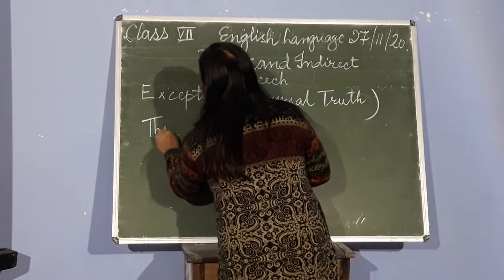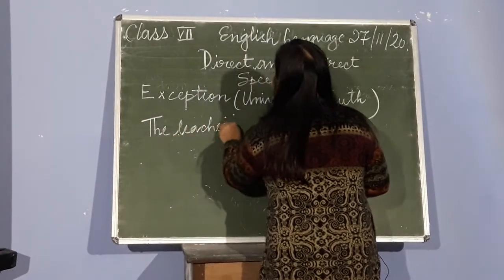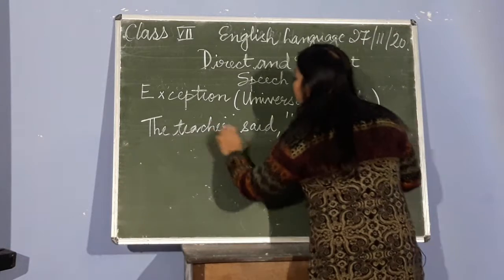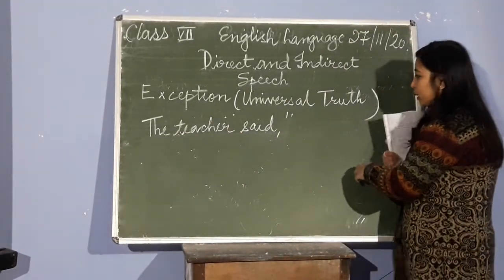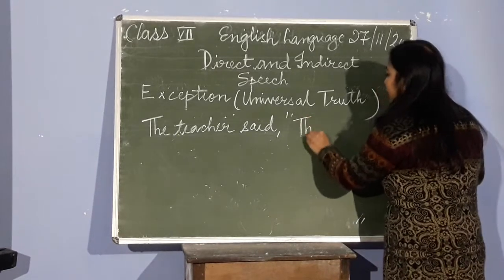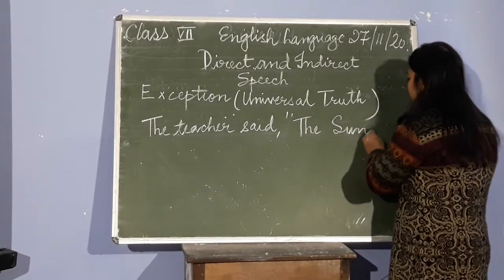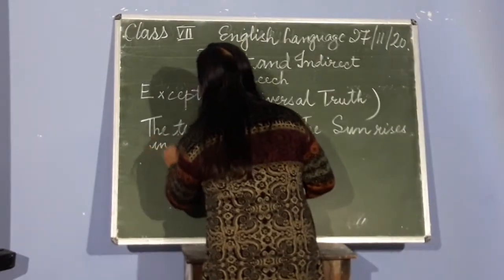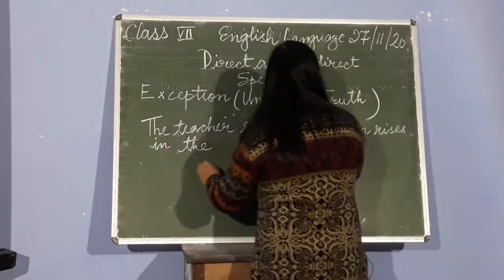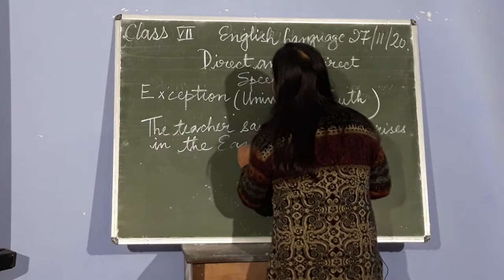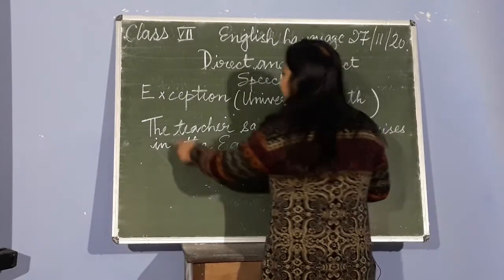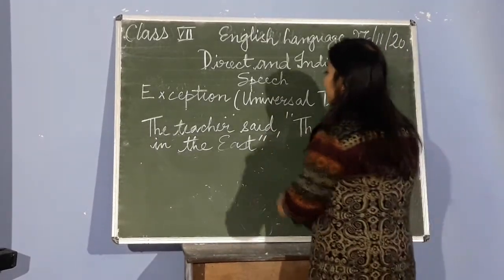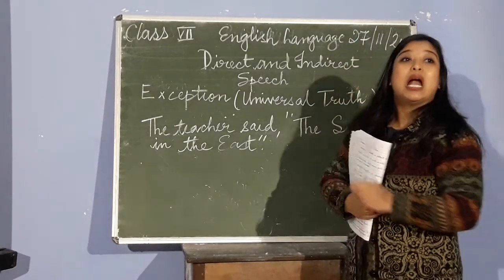Like for example, the teacher said, the sun rises in the east. "The teacher said" is the reporting verb, and the other part is known as the reported speech. So this one is in the past and this one is in the present. But for universal truth, the reported speech has to remain unchanged.